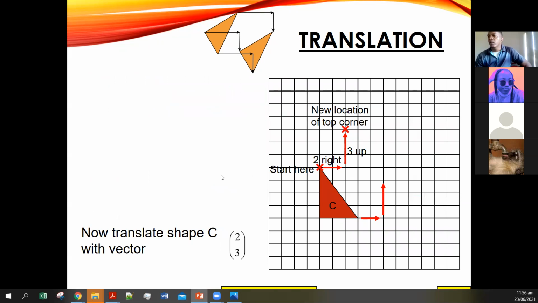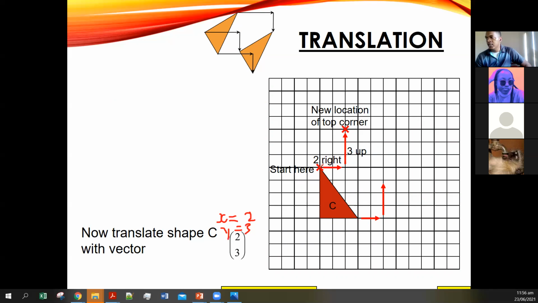Then we look at the following one here. It says now we have to translate shape C with the vector (2, 3). So again, we can write this as follows: change the shape C's x values by 2 and the y values by 3. So change the x values by 2 and change the y values by 3.